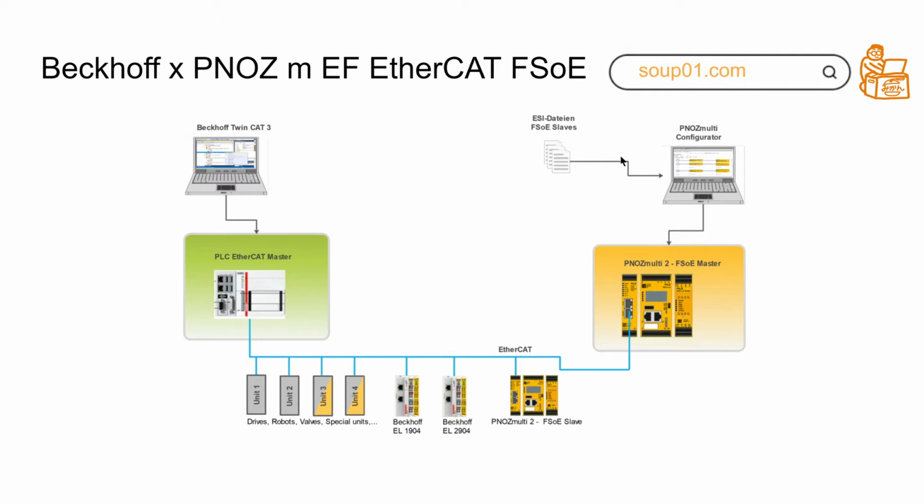After that, I'll use a software tool, the PNOZ multi converter. It's a free tool that comes from Pilz. Then I will import all the ESI files that I need. In this case, it will be EL1904, EL2904, and the Weidmüller safe FSoE module, and then configure the FSoE network. Then download the configuration to your module. Then it works.